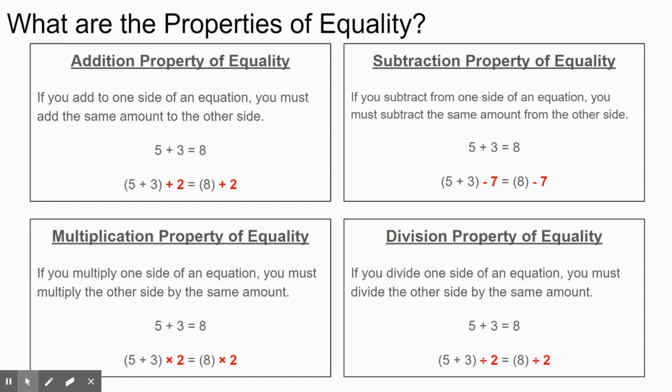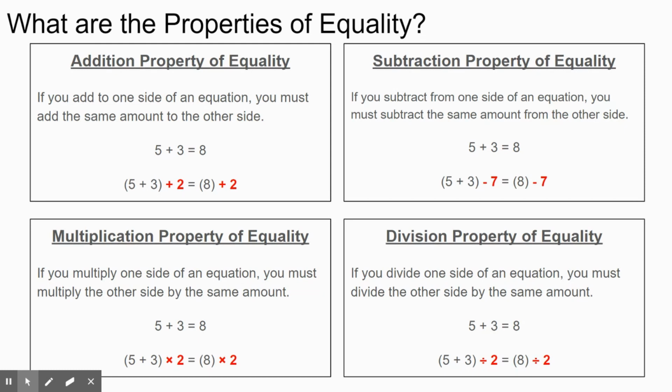We also have the subtraction property of equality. It's almost the exact same thing. The only difference is if you subtract something from one side of an equation, you must subtract the same amount from the other side. Again, we can see that in the example. If we subtract 7 from one side, we have to subtract 7 from the other side. We have the multiplication property of equality.